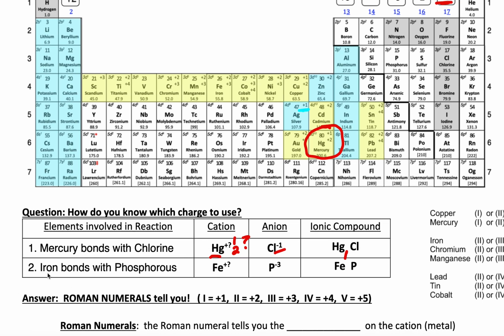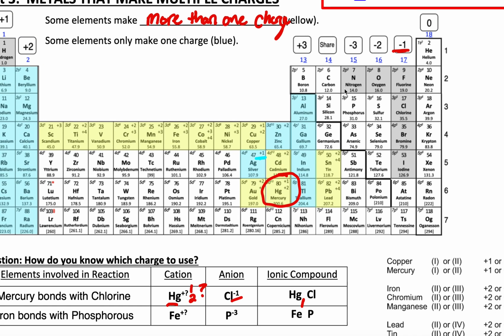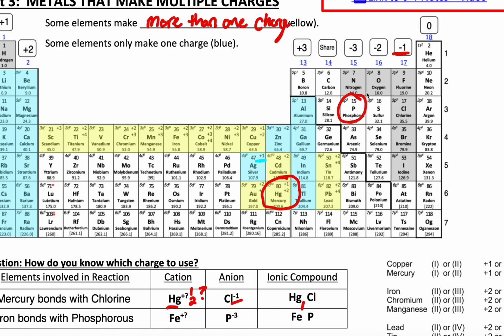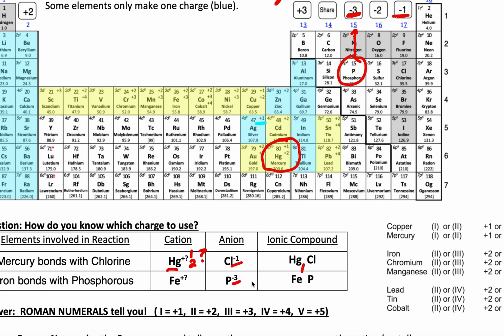Iron. You know iron's going to bond with phosphorus. Phosphorus is easy. All the nonmetals are always easy. Phosphorus is in group 15, which means it has 5 valence. It needs 3 more. It gains 3 negatives. Always. So this is an automatic.